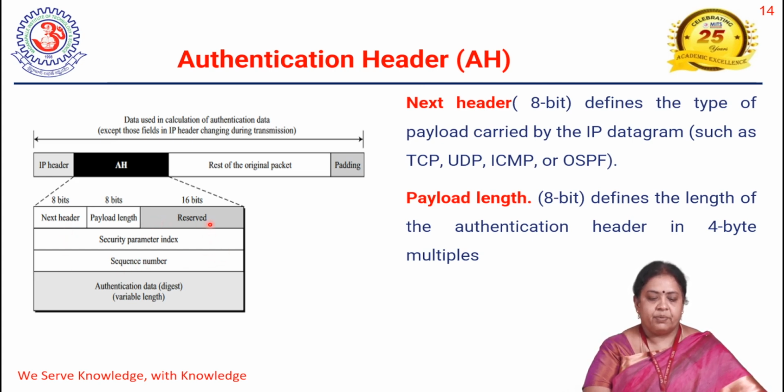Then these 16 bits are reserved. Then we have a field called the security parameter index. This is used for the connection; it is the parameter index that is given for the connection. And we have a sequence number. Sequence number is mostly used in order to avoid the replay attack. And we include the authentication data, which is of variable length. These are the fields for the authentication header protocol.